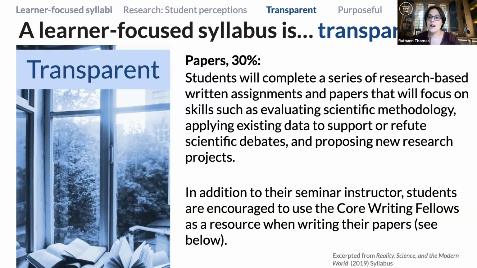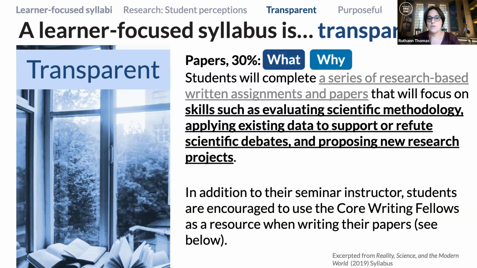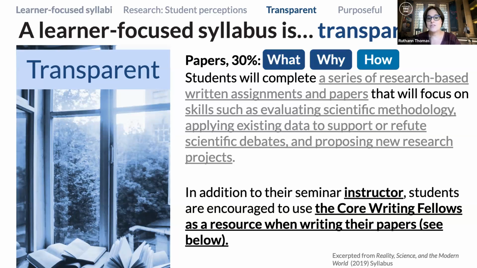Here, the syllabus describes papers beginning with the what, a series of research-based written assignments and papers, followed by the why, where the students will develop skills such as evaluating scientific methodology, applying existing data to support or refute scientific debates, and proposing new research projects, as well as the how. They describe how their seminar instructor and core writing fellows can provide additional support in writing their paper.